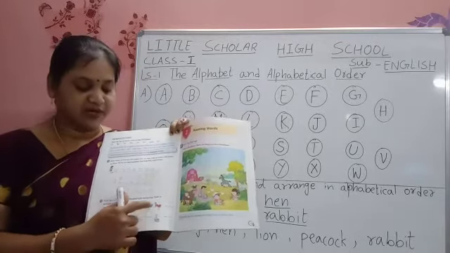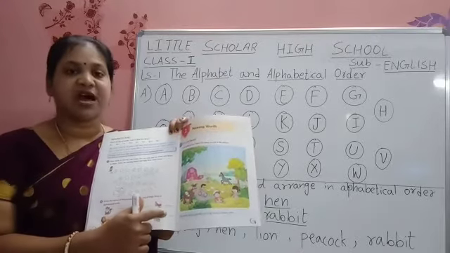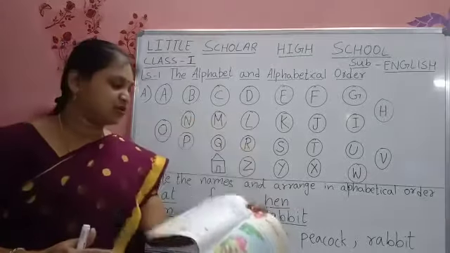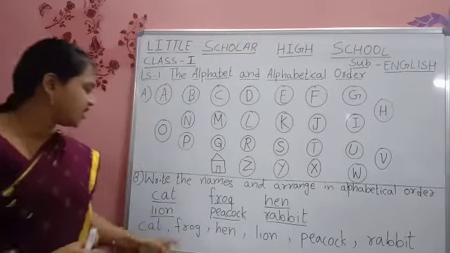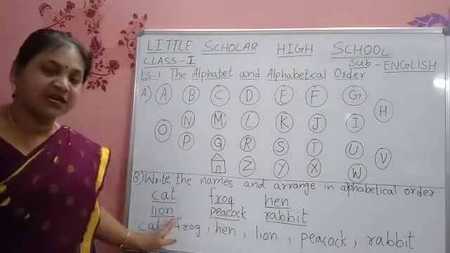P-E-A-C-O-C-K, peacock. What is this? H-E-N-N, hen. What is this? Rabbit, R-A-B-B-I-T, rabbit. So I have already written here, children. Copy from the board. Copy all the words from the board.